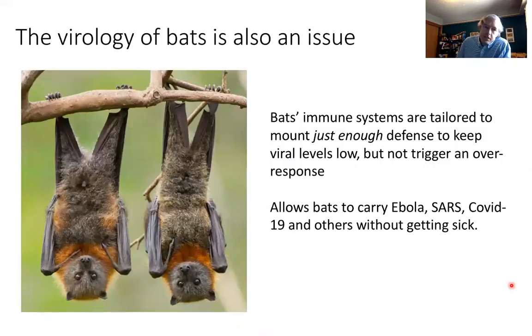And in addition to those characteristics, the virology of bats is also an issue. Bats have a very unique immune system. And these immune systems are tailored to mount just enough defense to keep viral levels low, but not trigger an over response. So when bats get infected with some pathogens, their immune system kicks into gear to reduce the load of that virus, to lower the abundance of the virus in the bat's body, but not trigger what we call an over response.